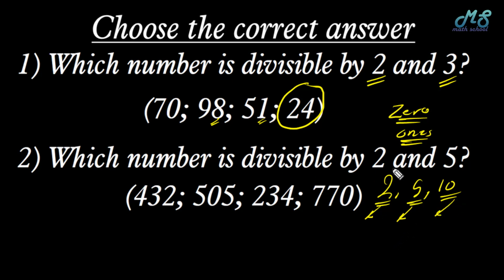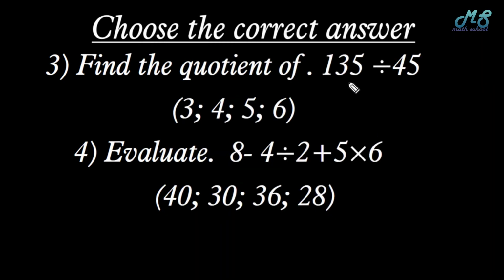So which number is divisible by 2 and 5? We will choose a number with ones place equals 0. So the correct answer will be 770.